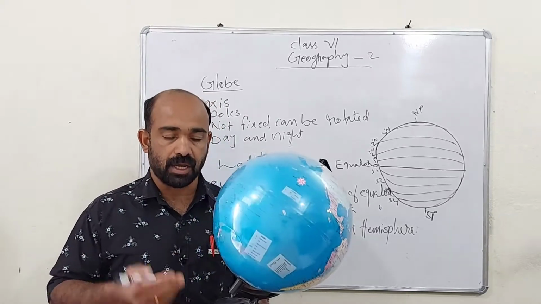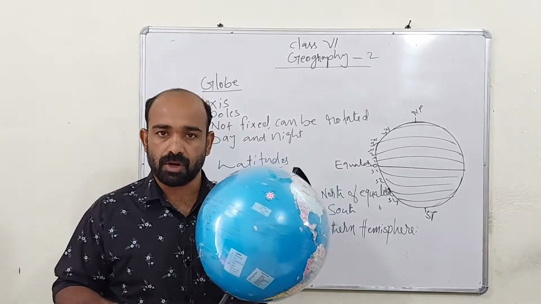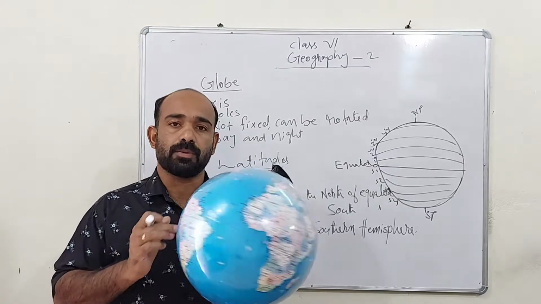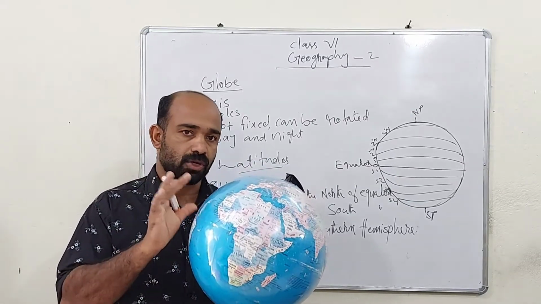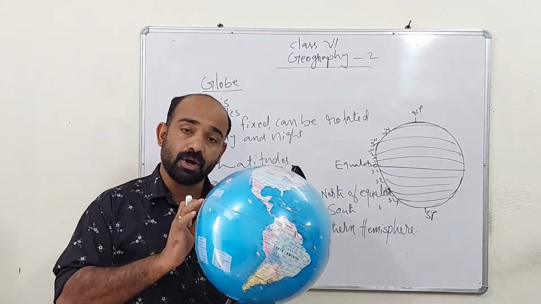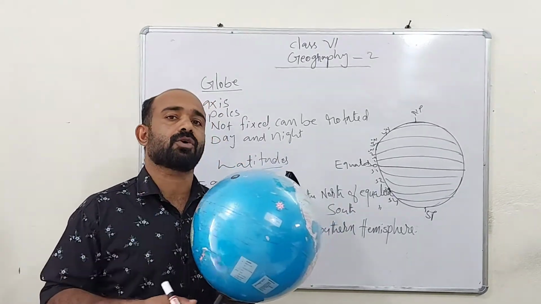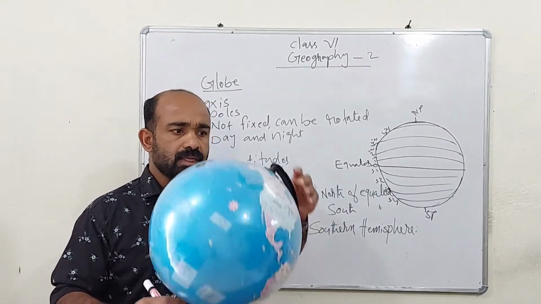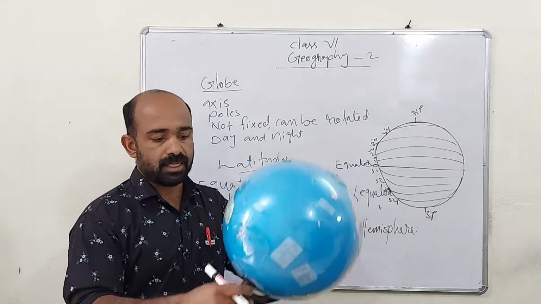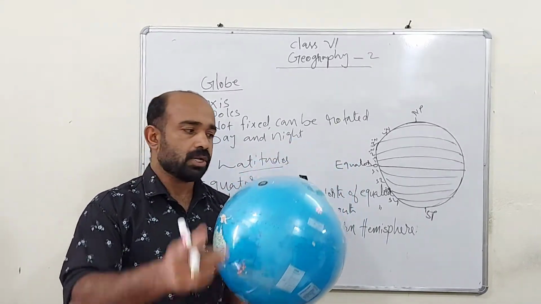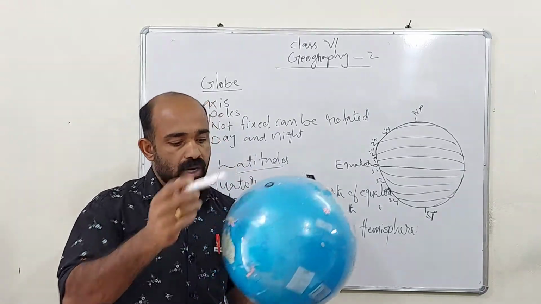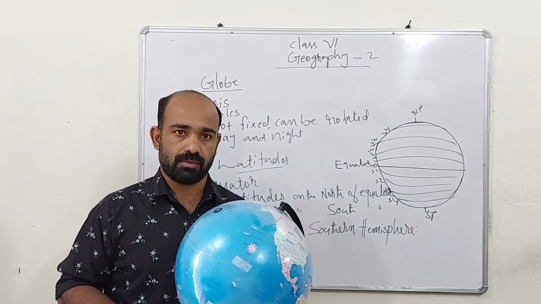Different types of globes are there. Big globes are there. Small globes are there. But a globe is not at all fixed. It can be rotated on its axis. Inside of this globe, one needle is there. That needle is called axis. This axis connects both ends. This is one end and this is another end. The northern end is called North Pole. The southern end is called South Pole.